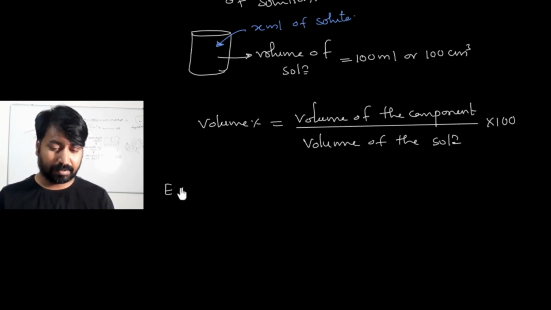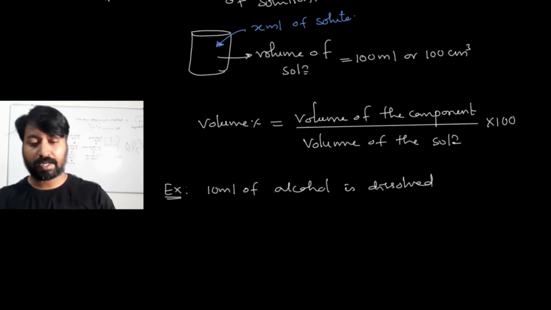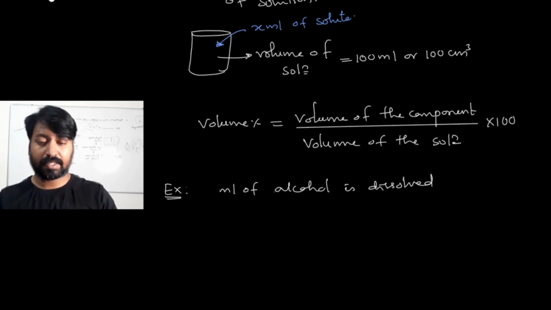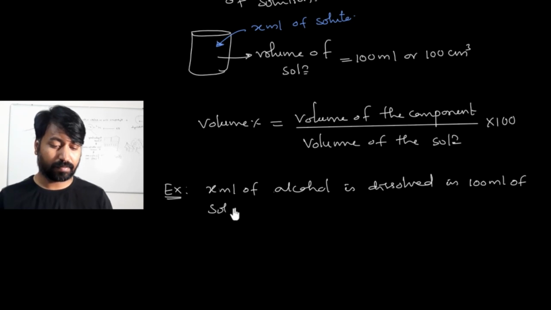Let's see what we have. Example: you have to calculate this. It is a challenge for you students. You have to solve this if you understood this. Assume that x ml of alcohol is dissolved in 100 ml of solution, and the mass of solvent is given. The mass of solvent is 45 grams.